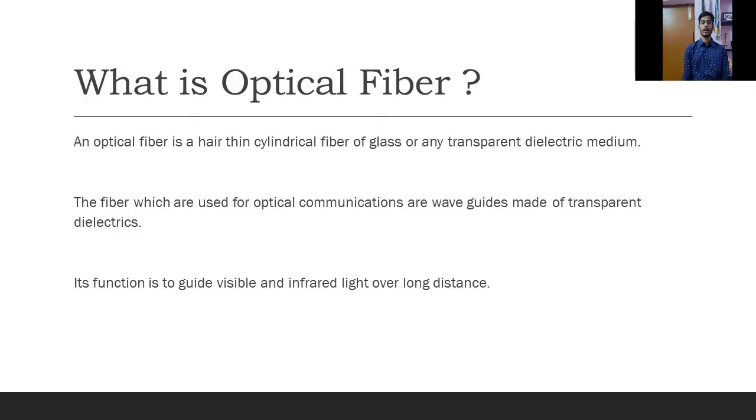So what is basically an optical fiber? An optical fiber is a hair-thin cylindrical fiber of glass or any transparent dielectric medium. The fibers which are used for optical communications are waveguides made of transparent dielectrics. Its function is to guide visible and infrared light over long distances.